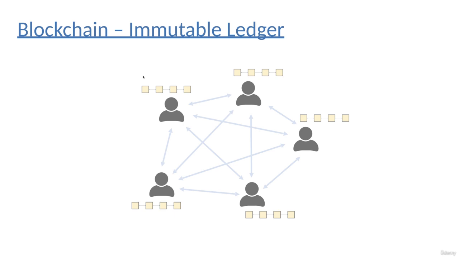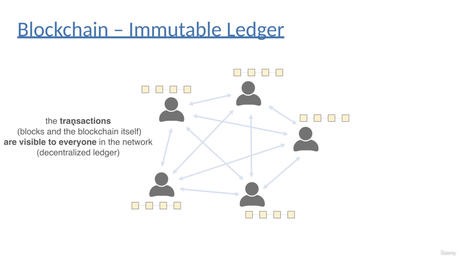But just for demonstration purposes, let's assume that every single block contains just a single transaction. So far, there are 4 transactions in the underlying network, so this is why we have 4 blocks. What's crucial is that the transactions, so the blocks and the blockchain itself, are visible to everyone in the network. This is why it is a decentralized ledger. Every user of the network has a copy of the blockchain that contains the transactions.